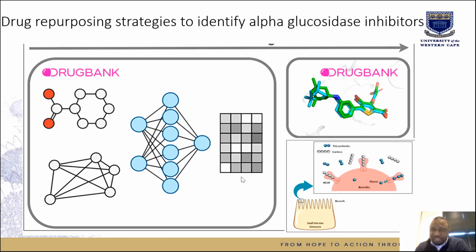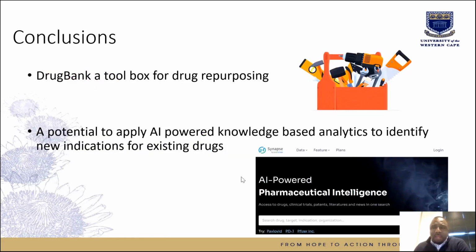This enzyme is very important, because if you're able to inhibit it, you can prevent postprandial hyperglycemia in diabetic patients. So we're applying both machine learning and molecular docking strategies to see if we can find substances or drugs within the DrugBank that we can use as an inhibitor for this particular enzyme that is present within the intestine.